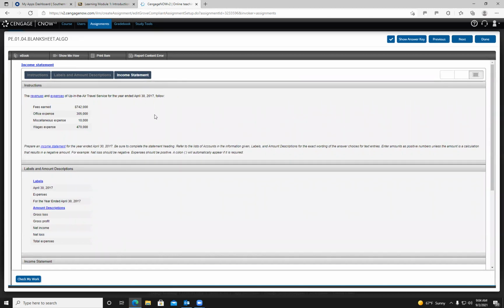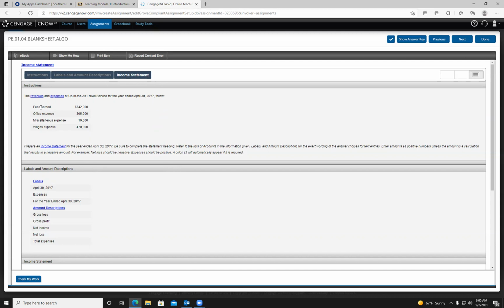All right, so now on this blank sheet problem, what we're doing is we're actually creating an income statement. So really quickly, what is an income statement? An income statement is a financial statement report that shows your revenues and your expenses and the difference between the two, hopefully resulting in a net profit if you have more revenue than expenses, or showing a net loss if your expenses exceeded your revenue, whatever in that time period. So this is the revenues and expenses for Up in the Air Travel Services, and it's for the entire year, which ended for them April 30th. So it's saying complete an income statement for the year.